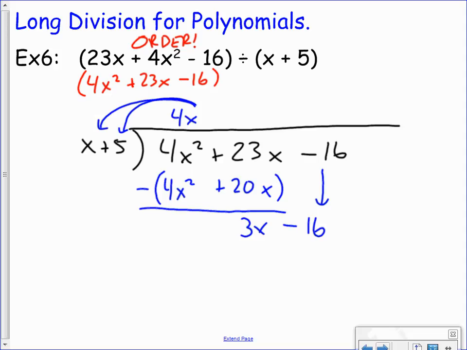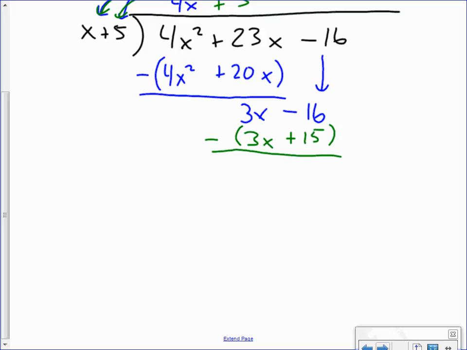Okay? What do you multiply to get to 3x? A 3. A positive 3, right? So you go plus 3. Okay? All right. 3 times x is 3x. 3 times 5 is 15. And that one, negative 31. Negative 16 minus 15 is negative 31. Now, this is a remainder.